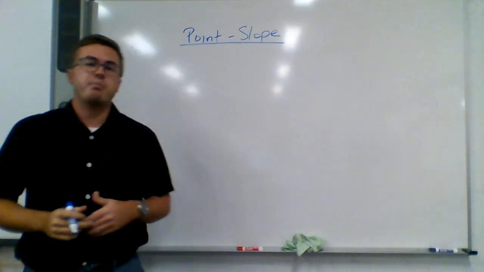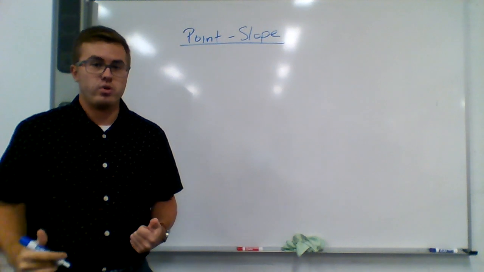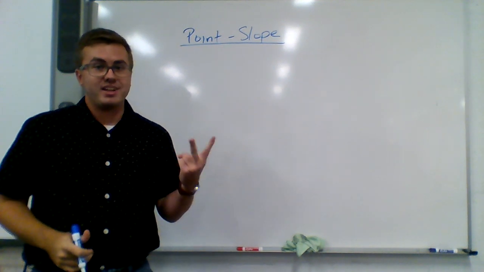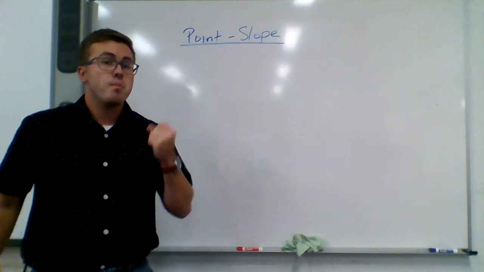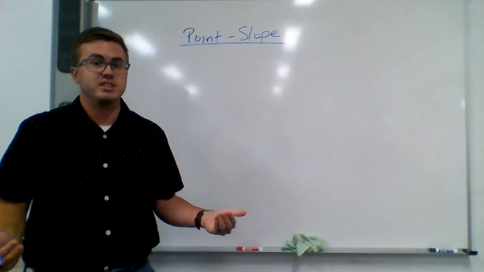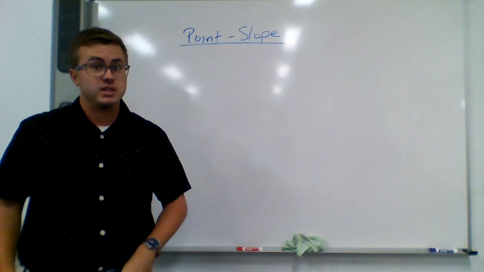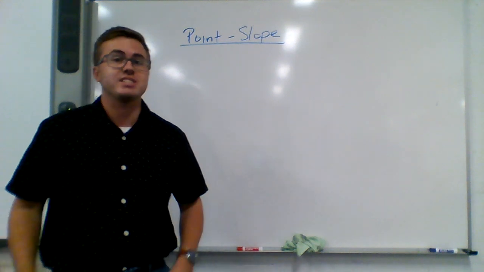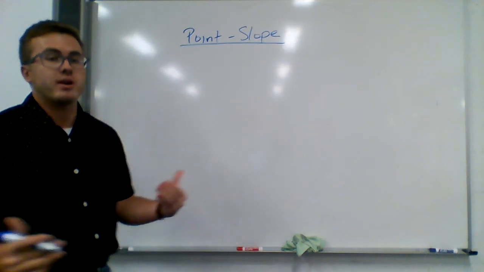Our next type of linear function that we're going to look at is called point-slope form. And just like slope-intercept gave us two things, the slope and the y-intercept, point-slope form is going to give us two things. Can you guess what those two things are? Good. Point-slope gives us a point and a slope. Now, this one looks super confusing, but it's really not that bad, so bear with me here.